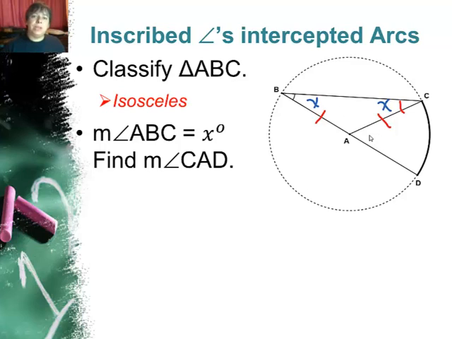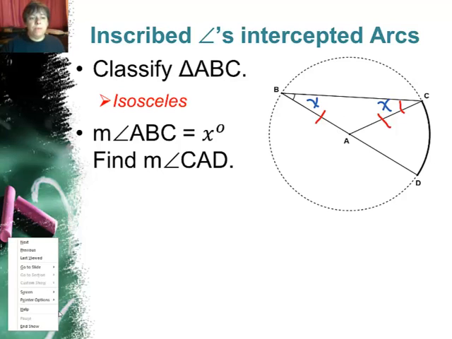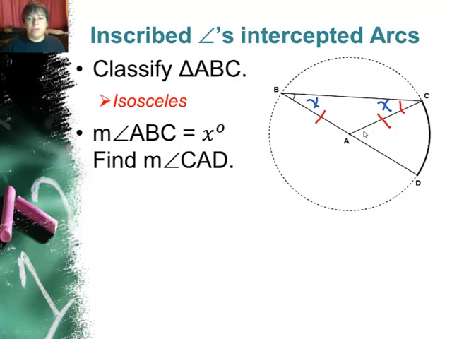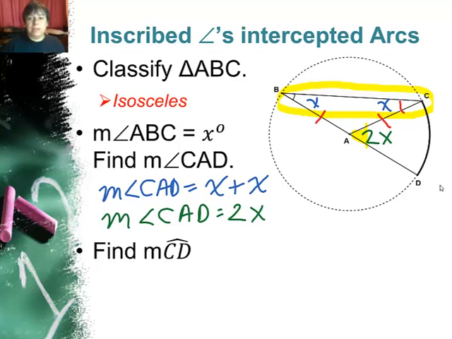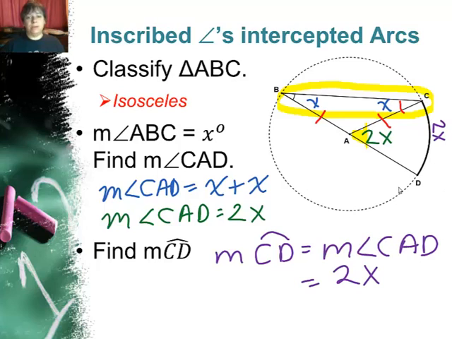Then I'm going to use the exterior angle theorem. You may remember that this exterior angle is equal to the sum of the remote interior angles, the ones that are far away from it. So that means I can say the measure of angle A equals x plus x. That means CAD right here is 2x. And then if I'm looking for the arc CD, that is also 2x.